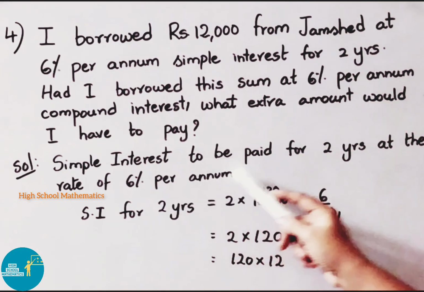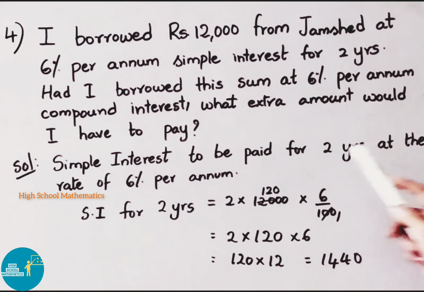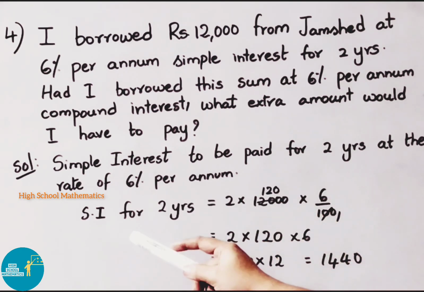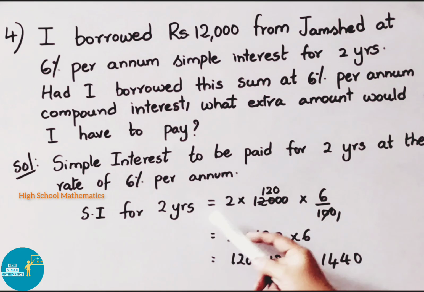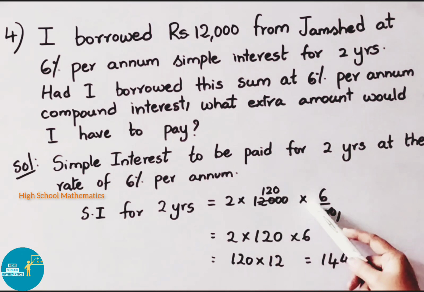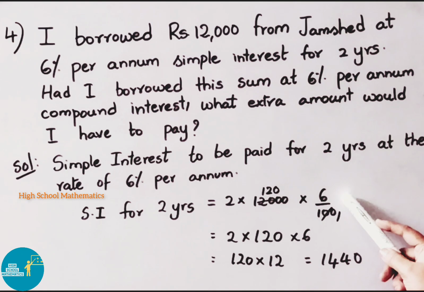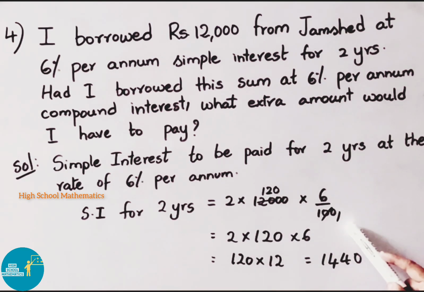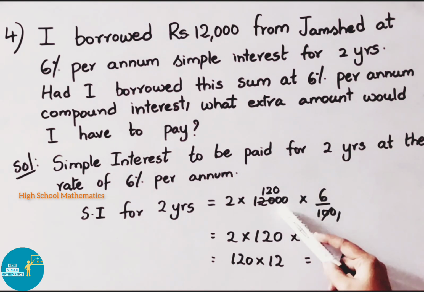Simple interest to be paid for 2 years at the rate of 6% per annum. Let us find simple interest for 2 years, that equals PTR by 100. Here principal amount is 12,000 rupees and time is 2 years and rate of interest is 6%. So 6 by 100. 100 times 120 is 12,000.